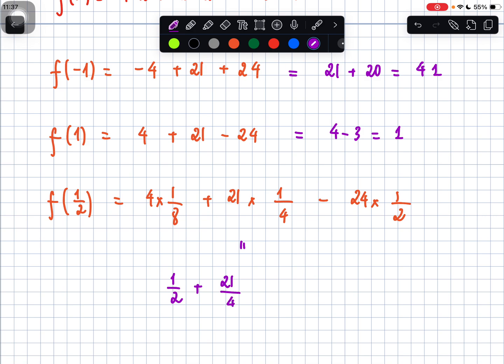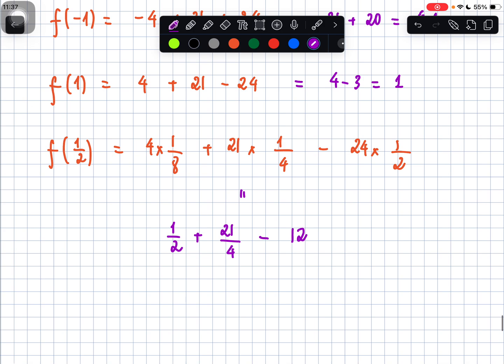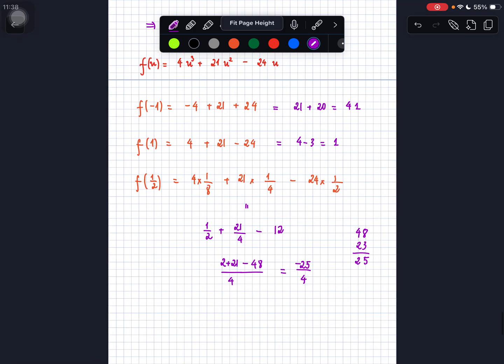21 divided by 4 minus 12. So this is 4, 2, 21, 48, 48, 23, 5, 2, 25, minus 25 over 4. And therefore this is only negative one. Minimum exists and absolute max exists.